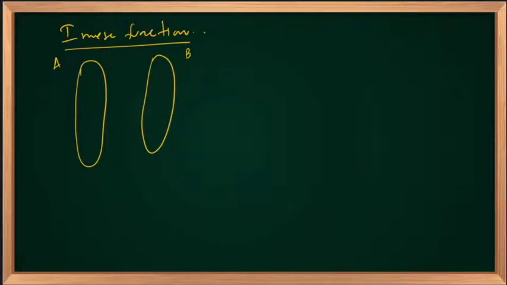Okay, and let's assume you have 1, 2, 3, 4, and here you have A, B, C, D. Okay, and 1 is mapped to B, 2 is mapped to A, 3 is mapped to D, and 4 is mapped to C. Okay, so this is a function, right?